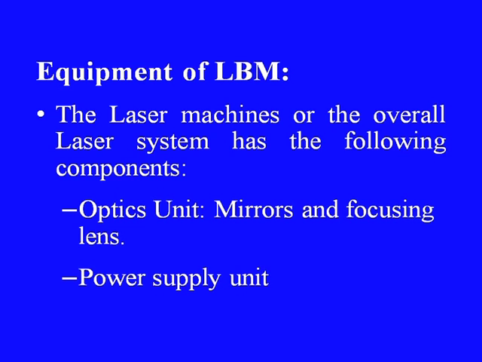Let us first look at the equipment of this laser beam machining. Laser machines, or the overall laser system, has the following major components. One is the optics unit that consists of mirrors and focusing lenses. Another is the power supply unit. Then another important subsystem is the workpiece rest table, which may be fixed or may move in up to two directions, X and Y. This can be a computer numerical controlled system. Then scrap removal system, then assist gas system or debris removal system, and then the control unit.